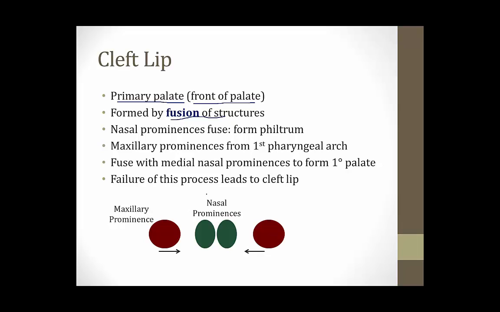So in the embryo, there are these two structures in the middle of what will eventually become the face and the palate that are called nasal prominences. And they fuse to form the philtrum, which is the little bump right above your upper lip. On the outside of the embryo, in the future location of the face and the mouth, there are structures called the maxillary prominences. These derive from the first pharyngeal arch, and I mentioned them in the video on the pharyngeal arches. These will fuse with the green nasal prominences shown in my drawing at the bottom to form the primary palate, which is the front of the mouth. And failure of this process is what leads to a cleft lip.